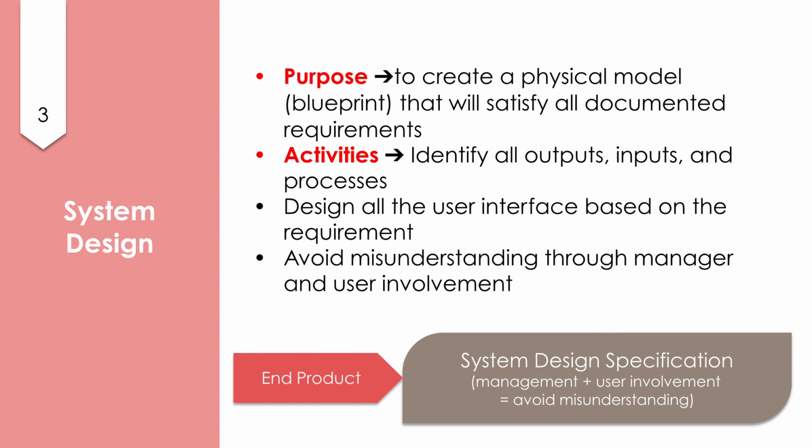So we know what the outputs need to be given by the system, and then what are the inputs that need to be given to the system. Okay, and what are all the processes that need to be carried out with the system. Okay, so in this phase also, we need to design all the user interface based on the requirement as well.